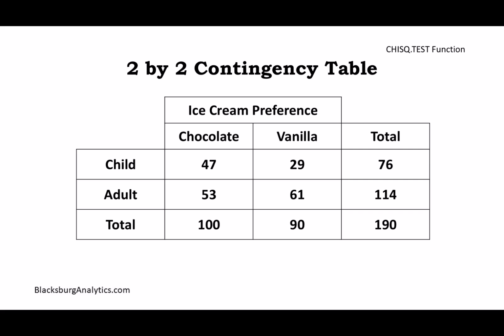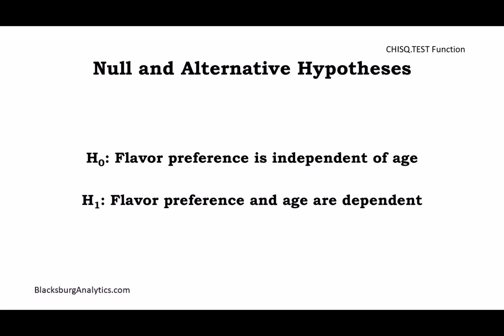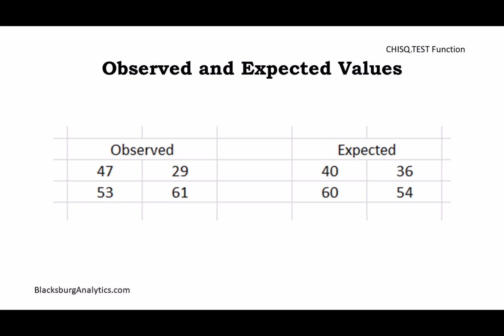This is a 2x2 table, but the same process applies to any two-variable table with multiple classes per variable. The null hypothesis is that ice cream flavor preference is independent of age. The alternative hypothesis is that flavor preference and age are not independent. The actual range, usually called the observed values, and the expected range, usually called the expected values, can be entered in Excel with or without row and column labels and marginal totals.